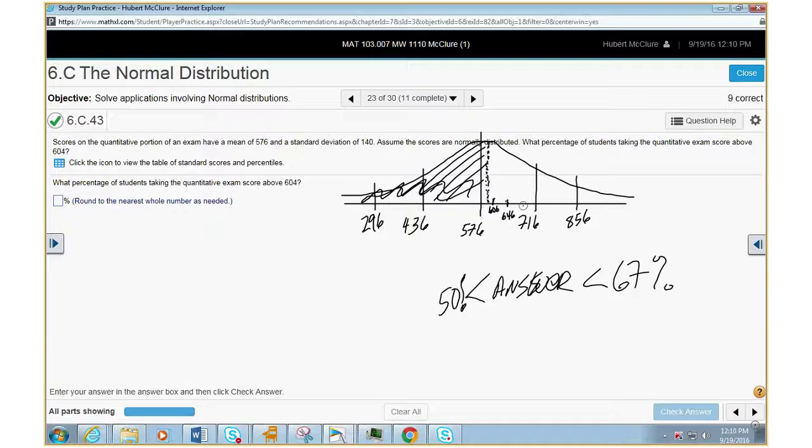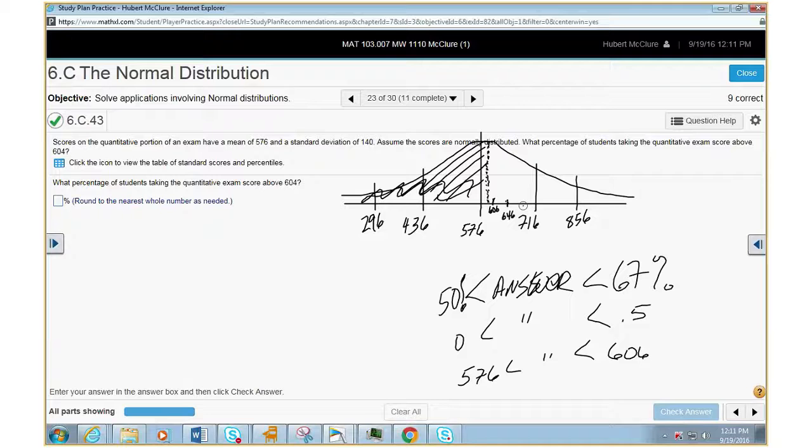You also know it's going to be between what z-scores? It's going to be between 0 and 0.5 on the z-scores. You also know it's going to be between 576 and 606. That's why the picture is important. Remember, just doing the math is good, but knowing what you're doing is even better. So that's why you draw a picture. And so we got that number.